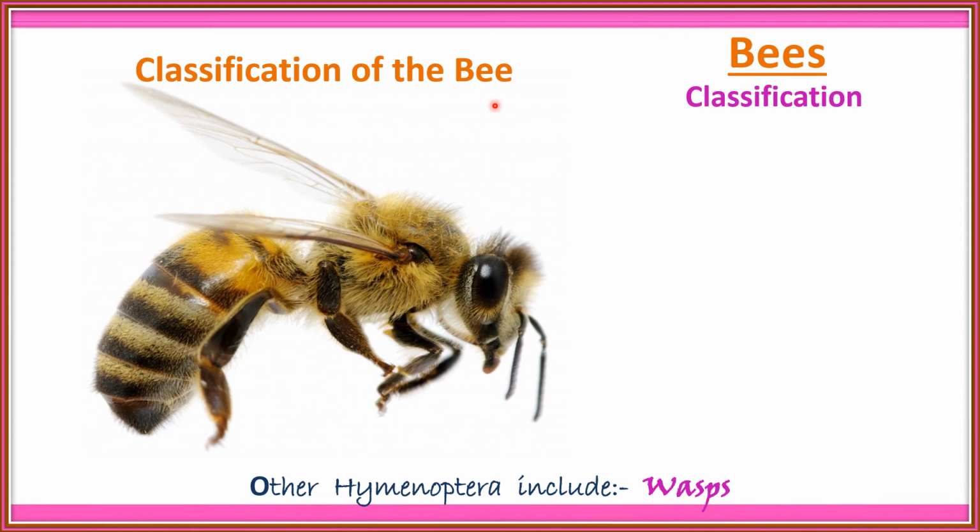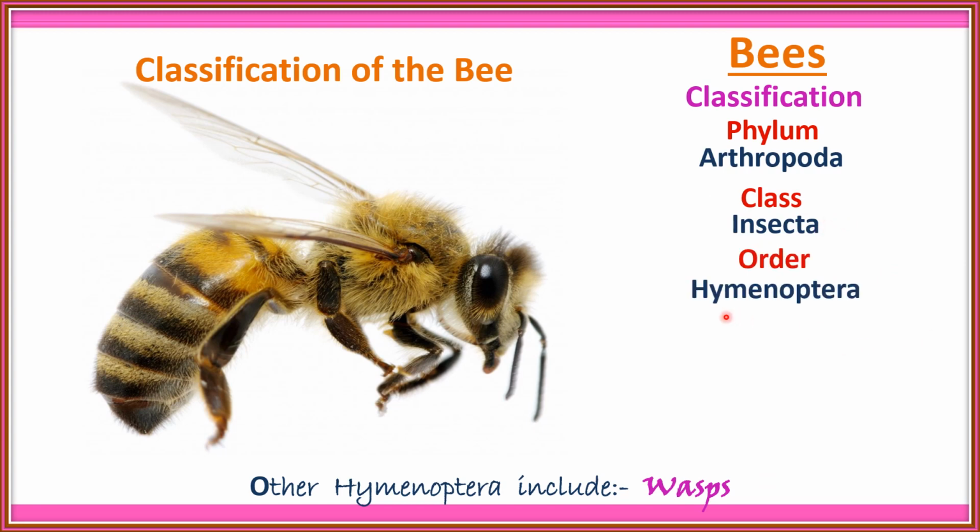Classification of the bee. It is in phylum Arthropoda, class Insecta. It is in order Hymenoptera, genus Apis, and species is Apis mellifera. That is the species name, Apis mellifera.